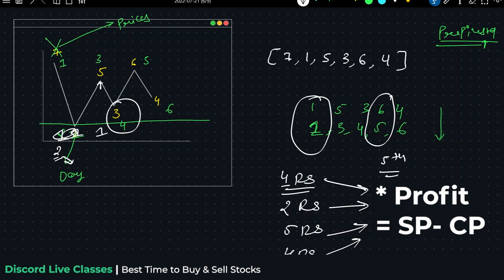So we are just subtracting: CP minus SP, which means cost price minus selling price. We are using this formula. We have the loss, cost price minus selling price, and then we will get the profit, and we will choose the maximum profit.